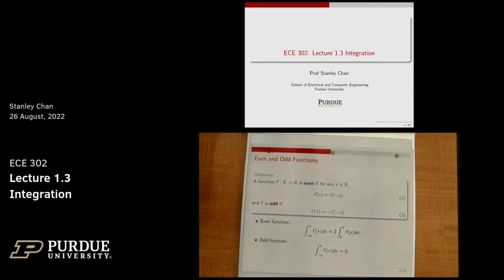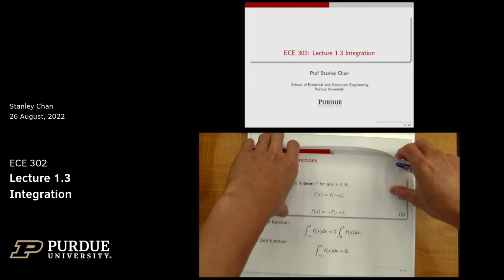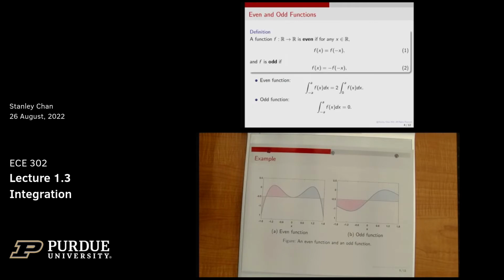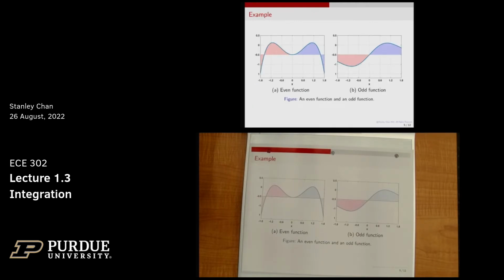There's a very beautiful property of even functions and also odd functions. For an even function, if you integrate from minus a to a, you can just integrate half of it and double it. I can draw you a picture later on. Now, if you're integrating an odd function from minus a to a, you'll get 0. And here is the explanation.